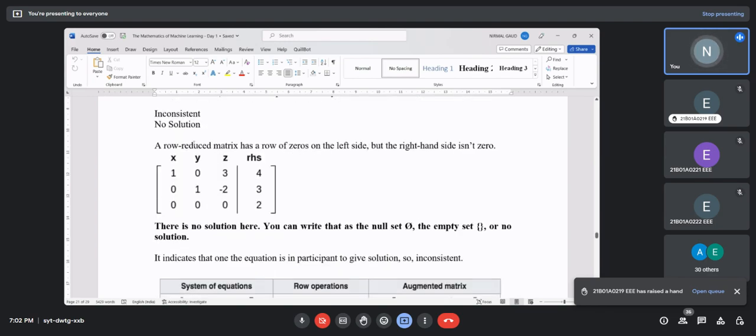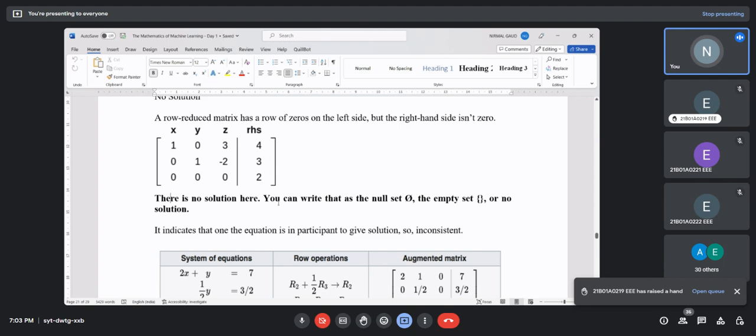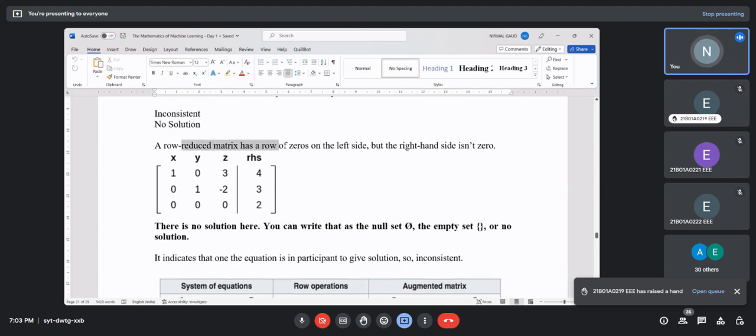In the third case, what will happen? Here, what are you seeing? This is your row reduced matrix, and there is no solution here. You can write that it's null. Why is there no solution? The row reduced matrix has a row of zeros on the left side, but on the right hand side it isn't zero.